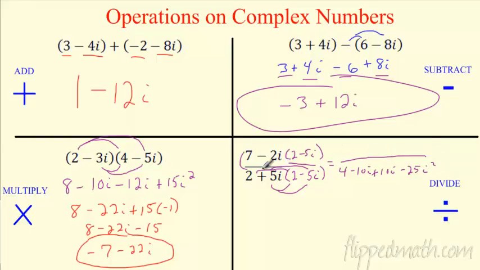Awesome. On top, put those in parentheses and do another FOIL. 7 times 2 is 14. 7 times negative 5 is negative 35i. Then we got negative 2 times positive 2 is negative 4i. And negative 2 times a negative 5 is that i squared.